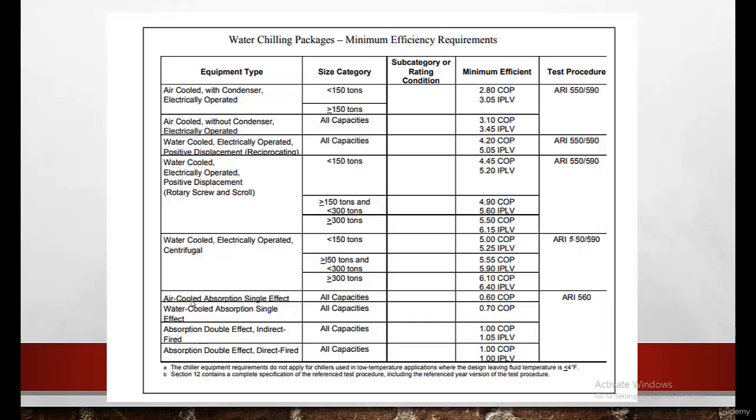Air cooled absorption single effect chiller has a coefficient of performance of 0.60. Water cooled absorption single effect has a coefficient of performance of 0.70. Absorption double effect coefficient of performance is 1. Absorption double effect direct fired also has a coefficient of performance of 1. So this is the complete data for the energy efficiency of all types of chillers.